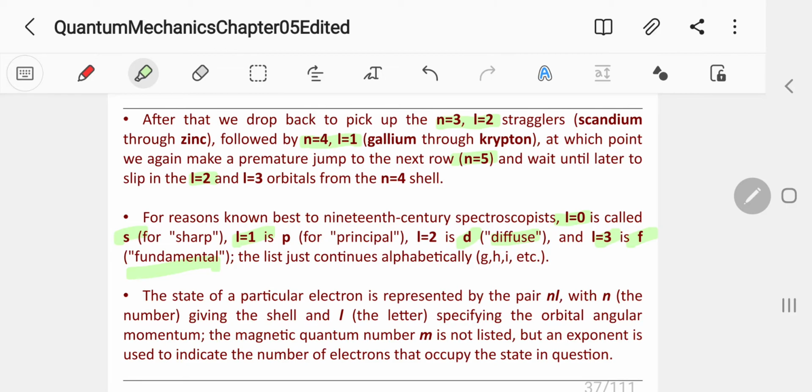The state of a particular electron is represented by the pair nl, with n the number giving the shell, and l, I mean the letter, specifying the orbital angular momentum. The magnetic quantum number m is not listed, but an exponent is used to indicate the number of electrons that occupy the state in question.